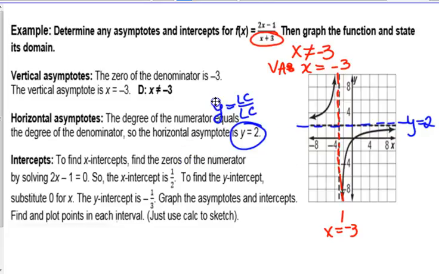Yes, the numerator is equal to 0. So if I do 2x minus 1 equals 0, I get 1/2. So you can't tell, but right over here at 1/2, 0 is the x-intercept.